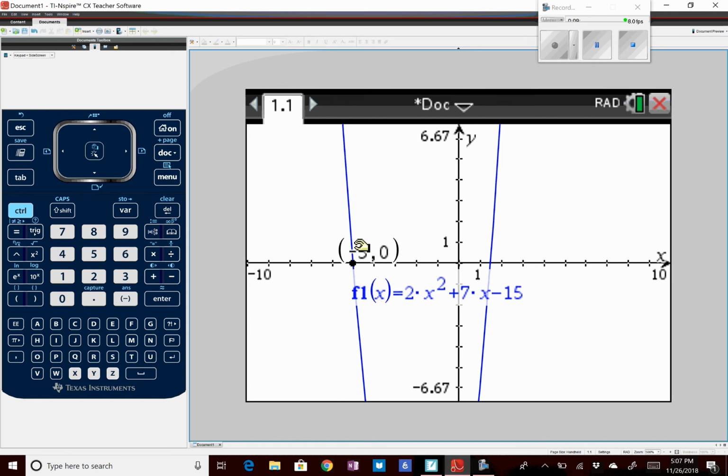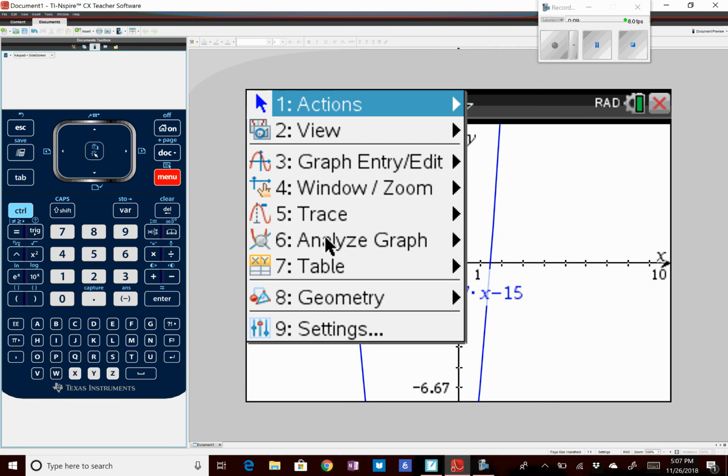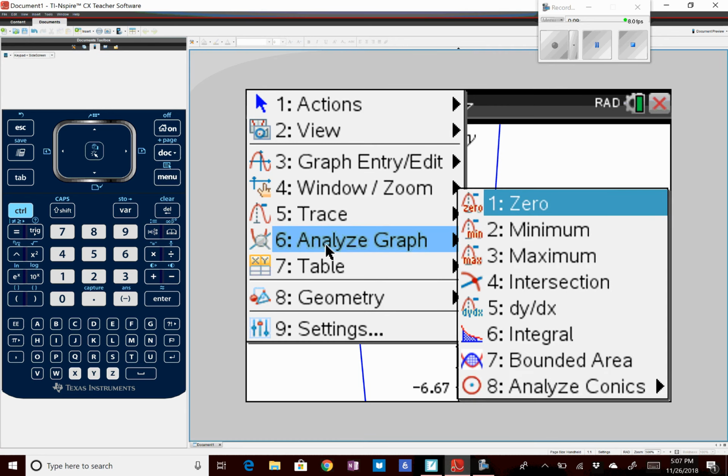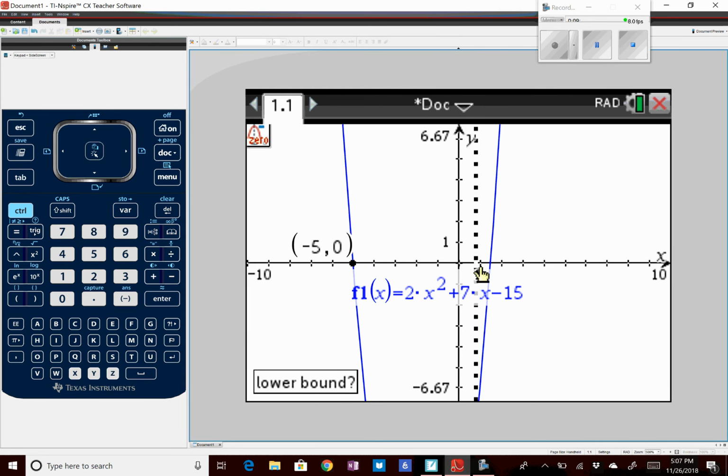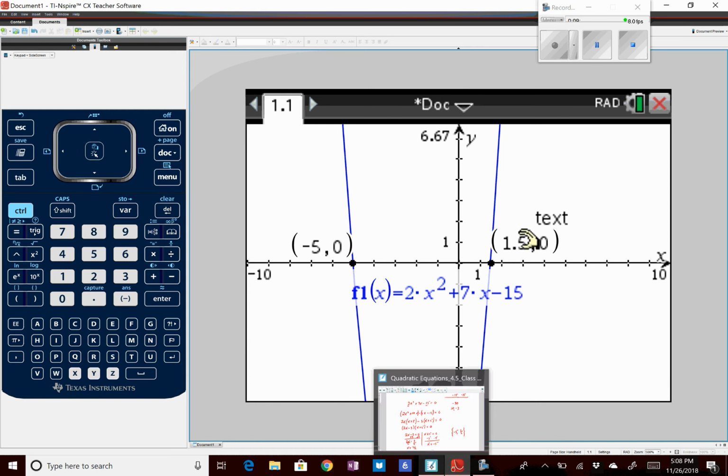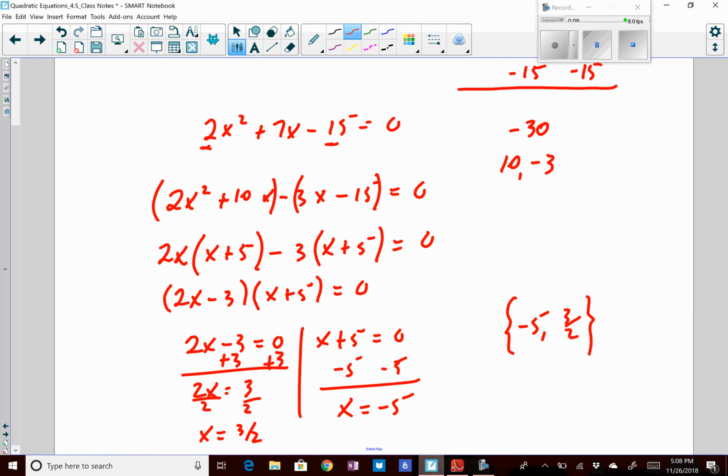So you can see that negative 5 is one of the solutions, which is what we got before. We'll do this again for the other 0 on the other side. So analyze graph, 0. My lower boundary before the point, upper after the point. And you notice that 1.5, which is the same as 3/2, is the solution on the other side. So our solution, as we got it algebraically, is 3/2, which is 1.5, and negative 5.